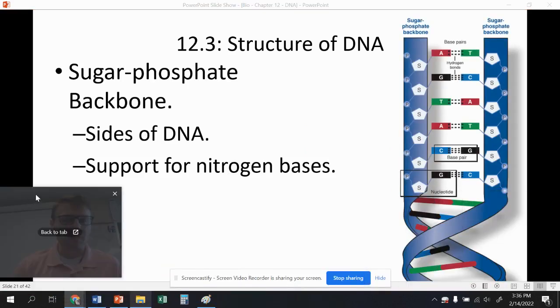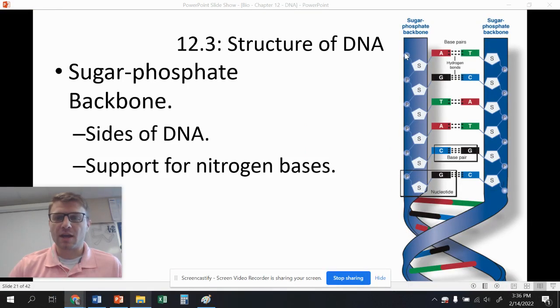Now, we also have something known as the sugar-phosphate backbone. That is what we're just talking about, where we have the sugars and the phosphates held together by a covalent bond here, and that's our sugar-phosphate backbone. That helps support the nitrogenous bases, which are our most important part of the DNA molecule because that carries our information.